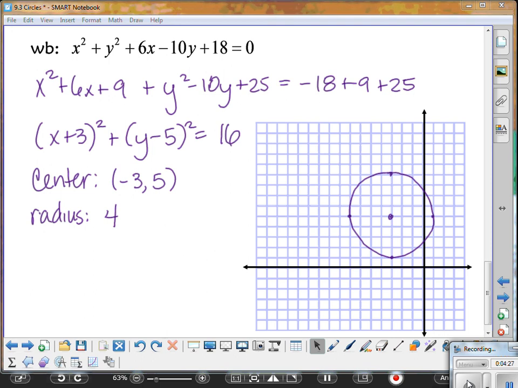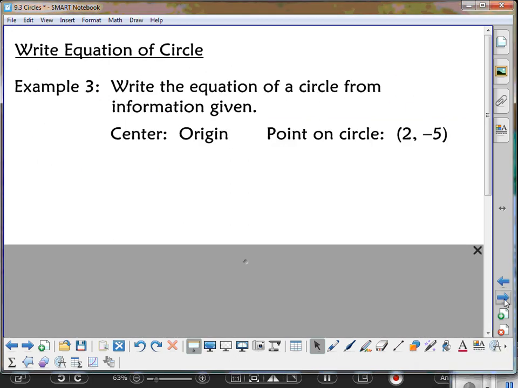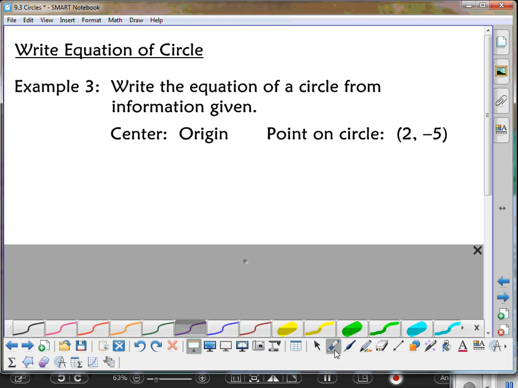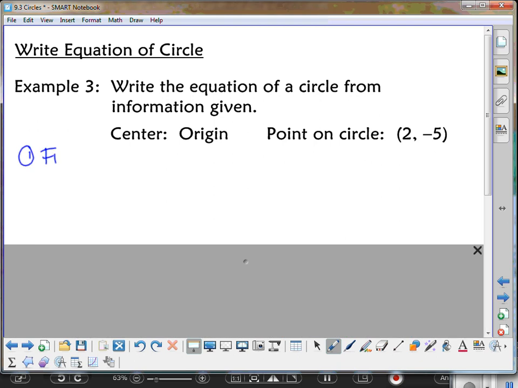No? We're good? Okay. All right, so the next thing we're going to look at is writing the equation if we're just given 2 points, like the origin and a point on the circle. So now the problem is I know the center, but I don't know what the radius is. So the first thing I have to do is find the radius. And to do that, I'm going to use the distance formula, which is your change in x squared plus your change in y squared.